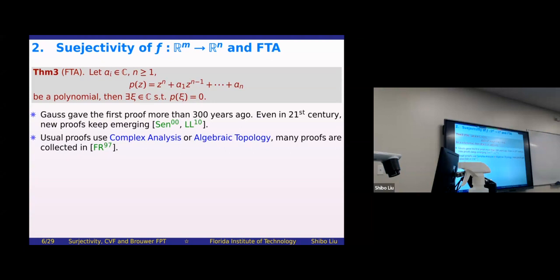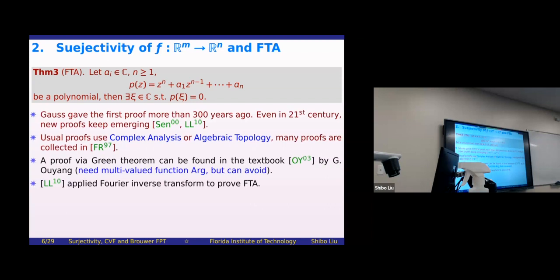The first proof seems to be given by Gauss more than 200 years ago. But interestingly, up to now, there are new proofs produced by modern people. Here are two papers published in 2000 and 2010. All these papers are in American Mathematical Monthly. I can say that the usual proof is based on complex analysis. For example, every textbook on complex variable analysis will contain the proof of the fundamental theorem of algebra to illustrate the power of complex analysis. And also we have many other proofs, such as using Green's theorem from multivariable calculus. This paper in 2010 uses the Fourier inverse transform, by Professor Lazar, University of Miami.